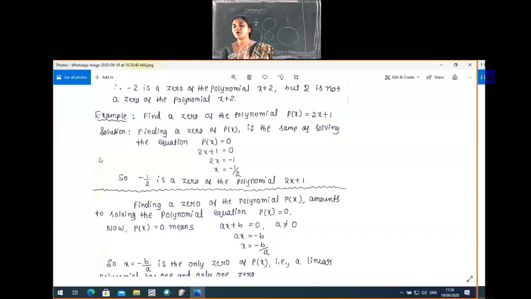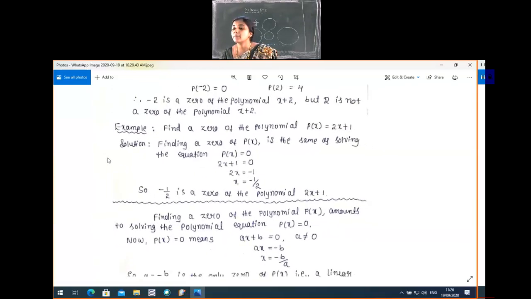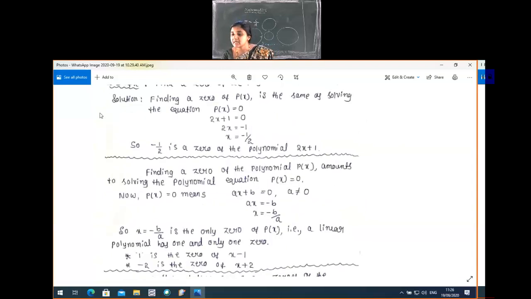Find a zero of the polynomial P of x is equal to 2x plus 1. So it is like solving the equation only. Whenever we are solving the equation, we take P of x is equal to 0. There 2x plus 1 is equal to 0. Then 2x is equal to minus 1. Therefore x is equal to minus 1 by 2. So minus 1 by 2 is a zero of the polynomial 2x plus 1.